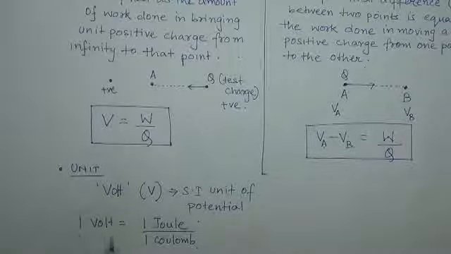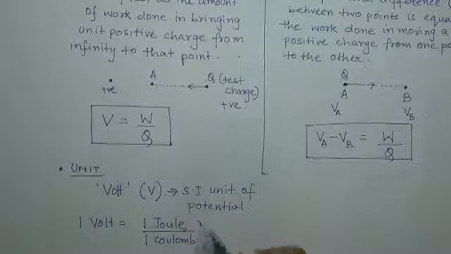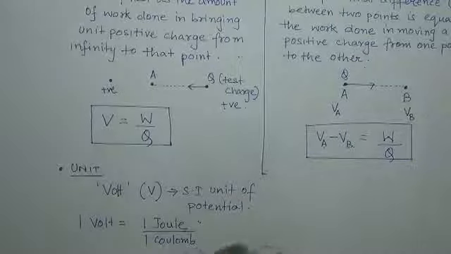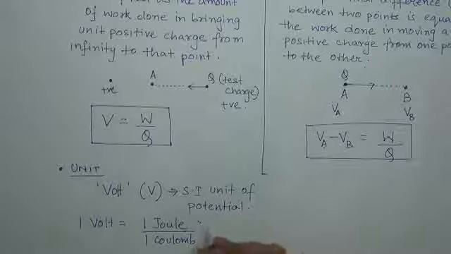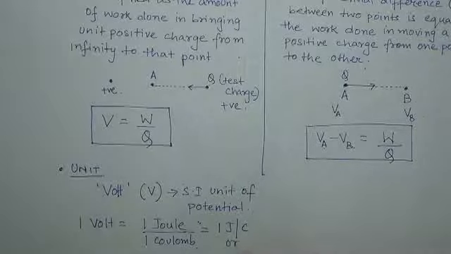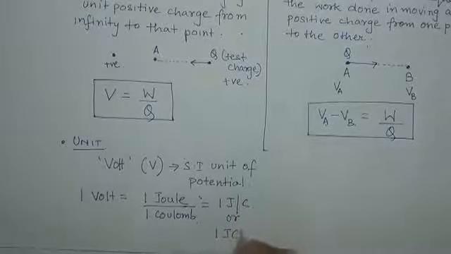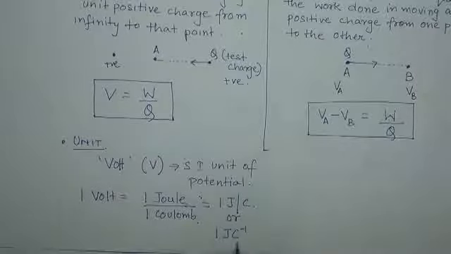So what is 1 volt? If anybody asks you the definition of 1 volt, how are you going to define it? 1 volt is equal to the work done, that is 1 joule, in carrying unit charge, that is 1 coulomb of charge, from infinity to that point. So you can write it as 1 joule per coulomb, or 1 joule coulomb inverse. Okay, 1 joule per coulomb is equal to 1 volt.